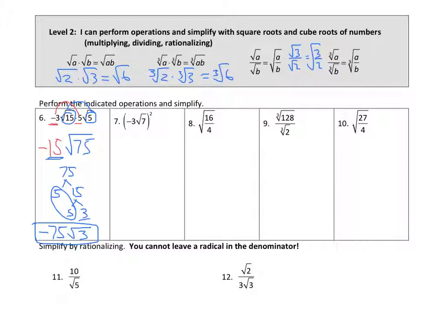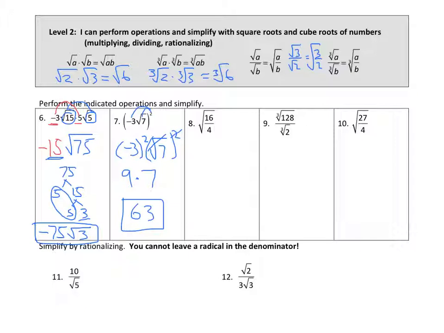If you have a radical expression raised to an exponent, you can raise everything inside to that exponent. So I would do negative 3 squared times the square root of 7 squared. And negative 3 squared is positive 9. And when you square a square root, they cancel each other out. So this is just going to be 9 times 7, which is 63.